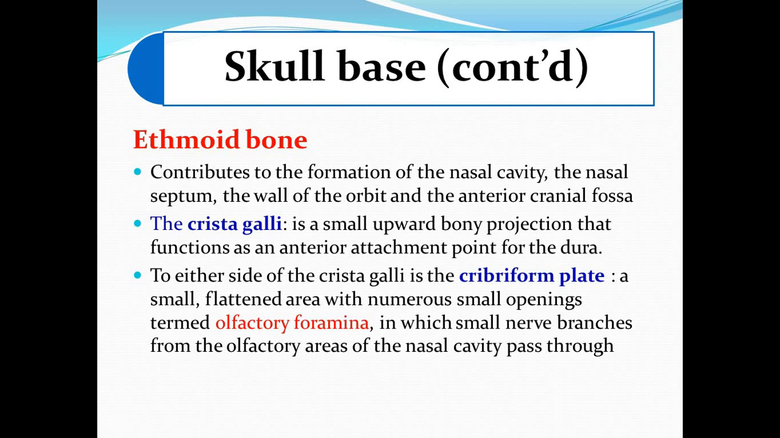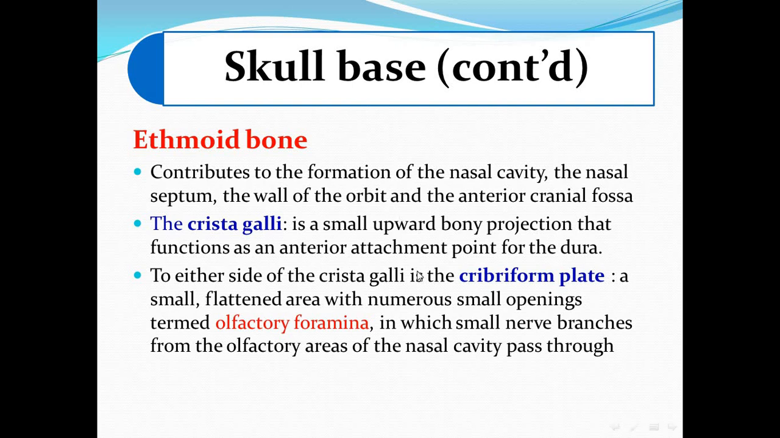The ethmoid bone contributes to the formation of the nasal cavity as well, and it contributes to the nasal septum, the wall of the orbit, and the anterior cranial fossa. Two small and important structures of the ethmoid bone include the crista galli and the cribriform plate. The crista galli is a small upward bony projection that functions as an anterior attachment point for the dura mater, which is one of the meningeal layers that cover our brain.